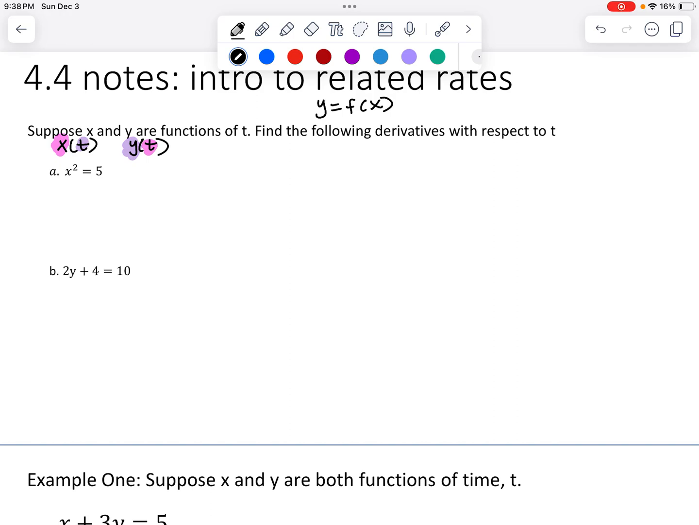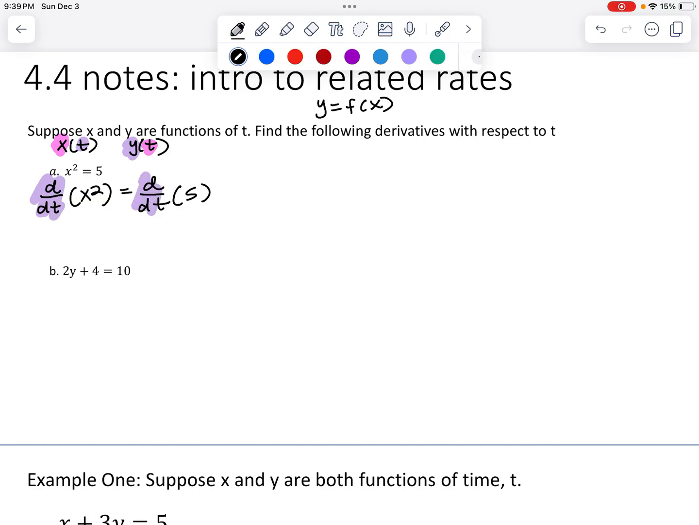So first, this says, find the following derivatives with respect to t. Well, the answer here can't just be 2x equals 0, because x is no longer the independent variable. X is the dependent variable and t is the independent variable. So what I'm going to do here is take the derivative of both sides with respect to t this time. And this notation I'm using here, don't get too tripped up on it, but this just means take the derivative on both sides.